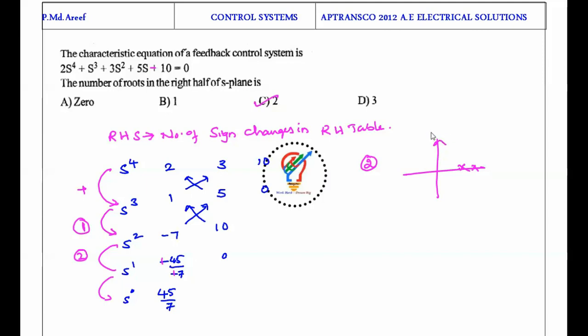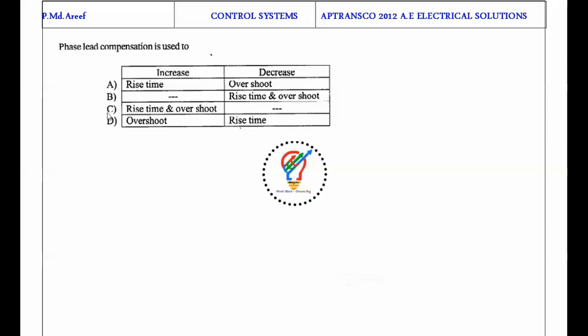Okay. Next question. The next question is phase lead compensation is used to. So phase lead compensation improves the transient stability of the system.